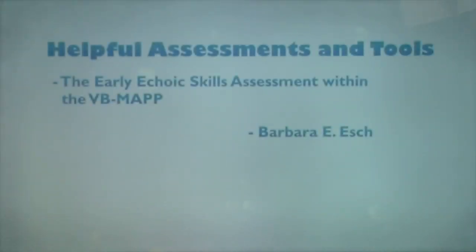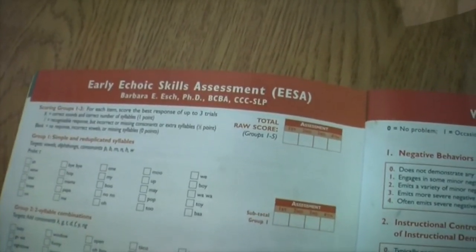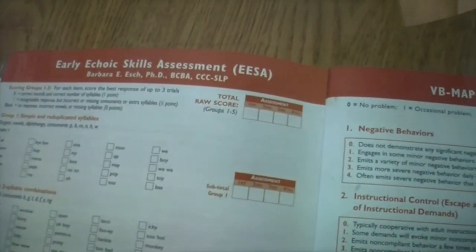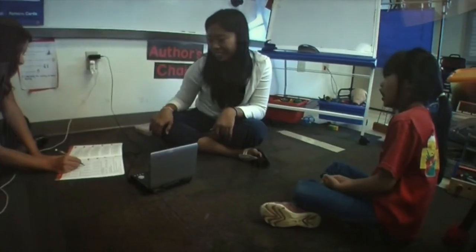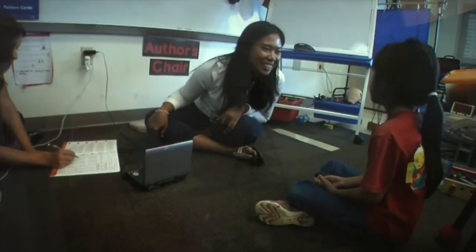If you're looking for an assessment to gauge where your learner is at with their echoic skills, the VB-MAPP can be of help. Included in the VB-MAPP is the Early Echoic Skills Assessment, the EESA, developed by Dr. Barbara E. Esch. It is located at the end of the Milestones Assessment within the VB-MAPP. This assessment evaluates a child's ability to echo or repeat vocalizations, words, and phrases provided by a model. This would be a good starting point when assessing where a particular learner is at.